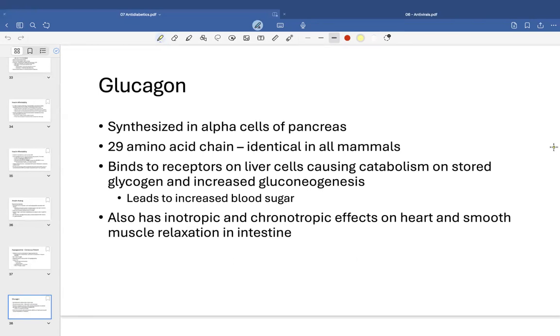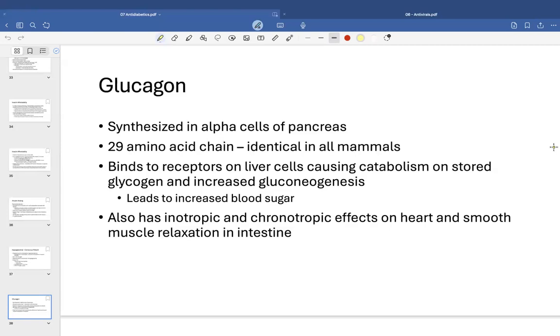In any event, what it does is bind to receptors on liver cells and basically produce opposite effects as insulin. So it promotes glycogen to glucose conversion in the liver, or you can get gluconeogenesis. Basically, the end result is an increase in blood sugar. It also has inotropic and chronotropic effects in the heart, so it tends to increase heart rate and cardiac output. Therefore, it actually has a role in beta blocker overdose for that pharmacology.